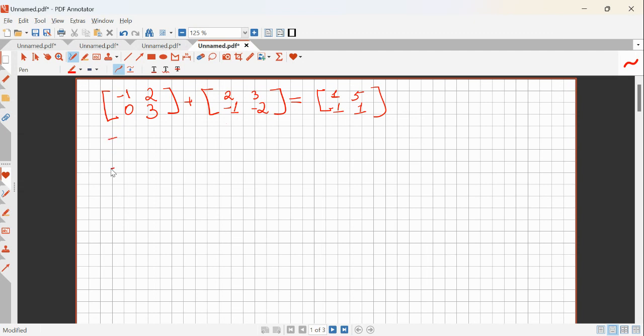The same tactics apply with subtraction. Addition and subtraction work for every size of matrix. 1 minus minus 2 will be 3. 2 minus 1 is 1. 0 minus 5 is minus 5. 3 minus 3 is 0. All right, let's go to multiplication.